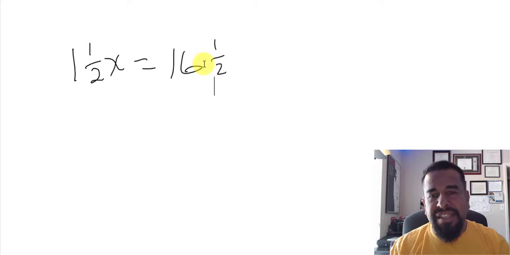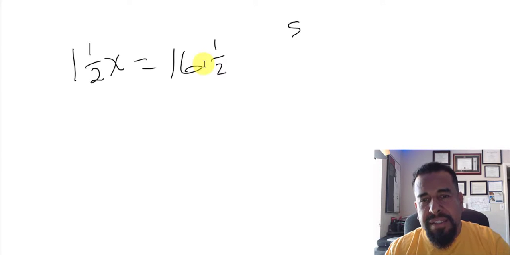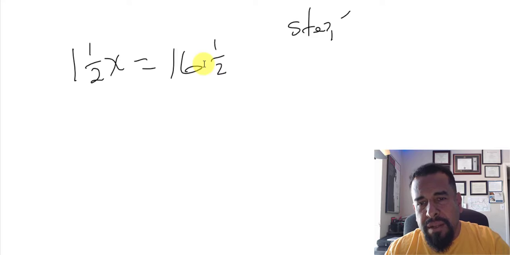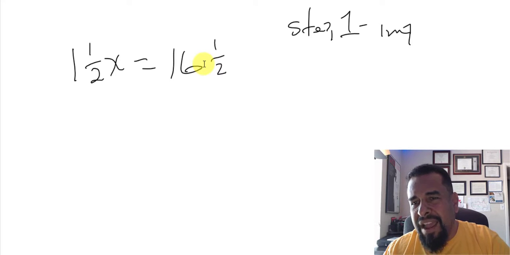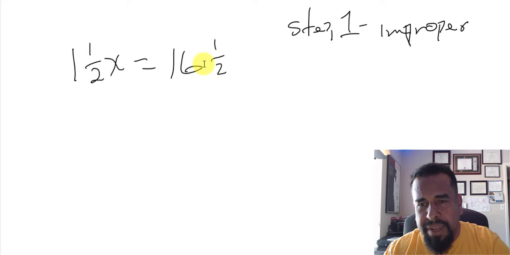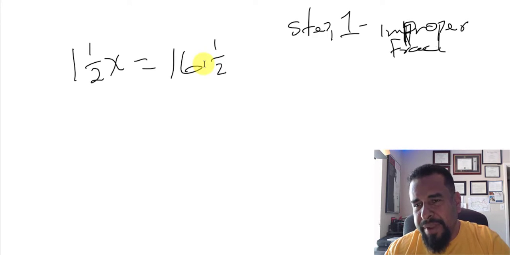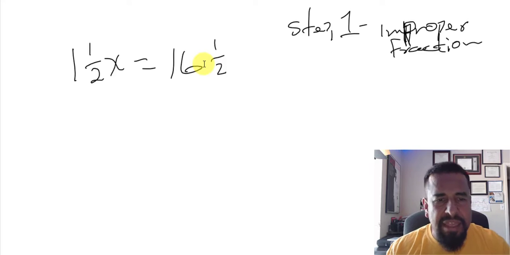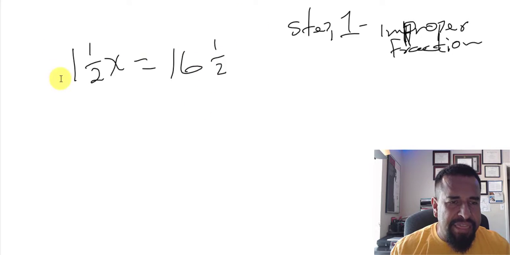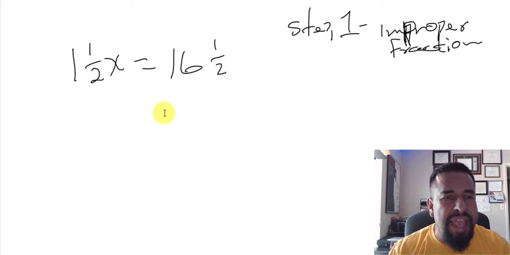So write down step 1. Step 1, improper. By the way, I write my notes short because this is what works for me. Do what works for you. Improper fraction. That tells me I need to take this mixed number here and this one and write them as improper fractions. So if you don't remember how to do that, not a problem.